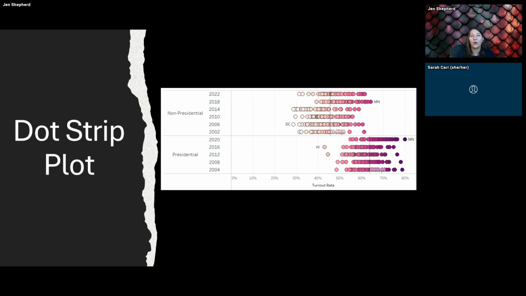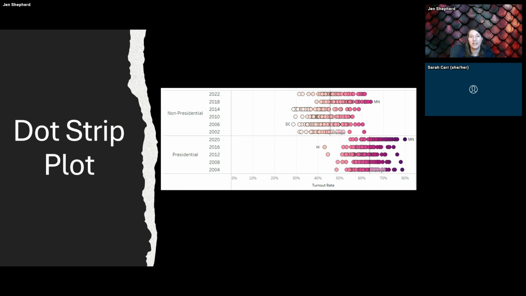So each of these rows, these strips, there's a circle for every state. And then I color coded just for a little extra sense of that intensity, that the turnout rate is so much higher in the presidential elections. So you can see if you compare the top half to the bottom half, that general difference, which I really liked, you get that kind of overall sense. You can also hover over these in the interactive version if you just want to see who's in the middle.